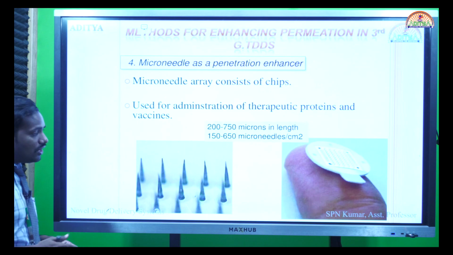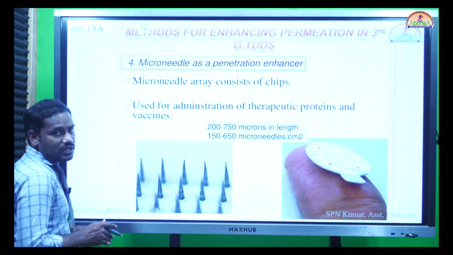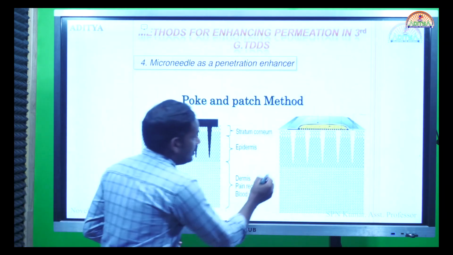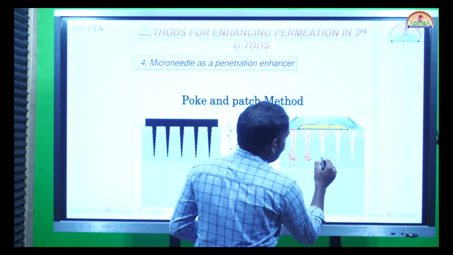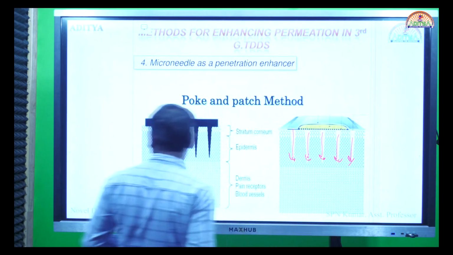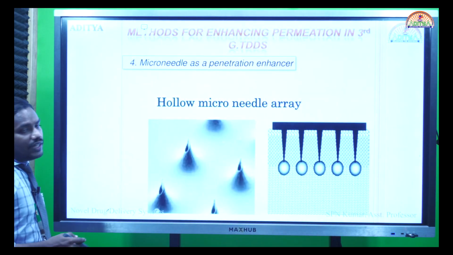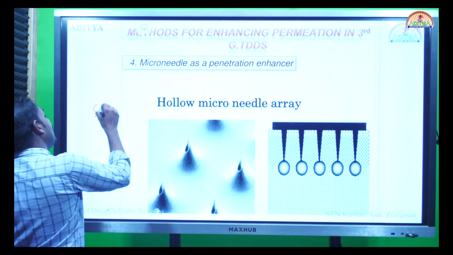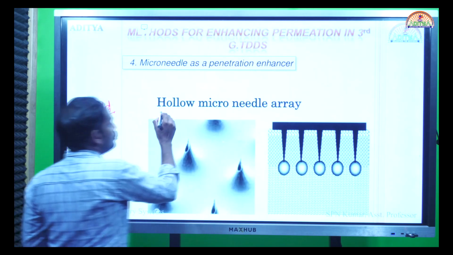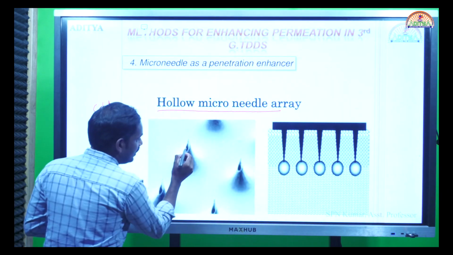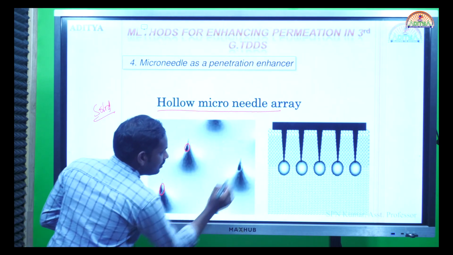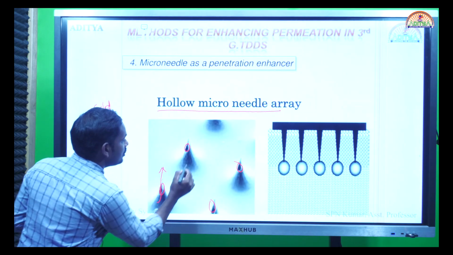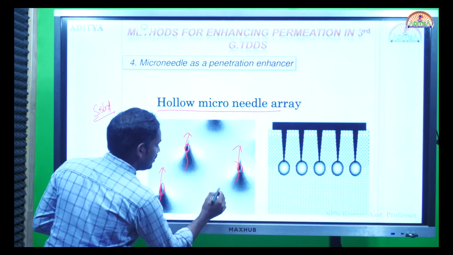So in the next two slides we are going to see these micro needles. These are penetrated into the skin, which forms a patch, and from that patch the drug will be slowly released into the body. The one previously shown is a solid needle. Unlike the solid needle, we can also use a hollow micro needle, where there is a needle-like presence in the system such that the drug will be slowly released into the skin from these hollow needles.